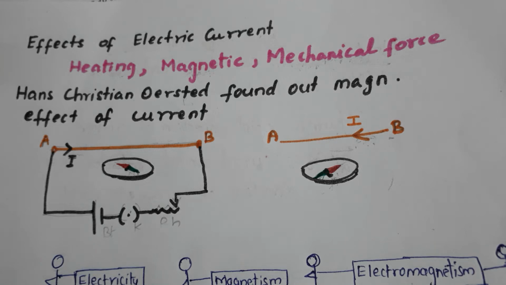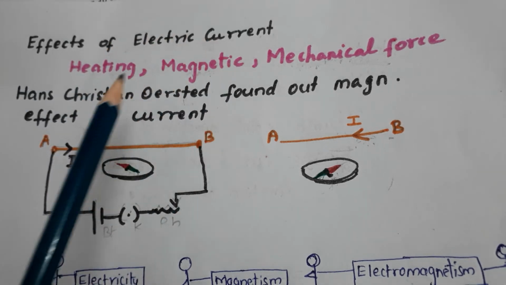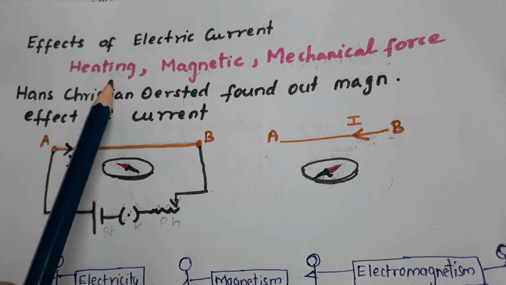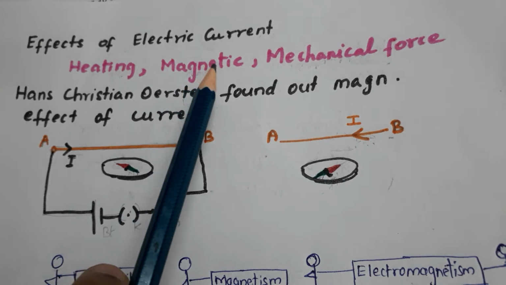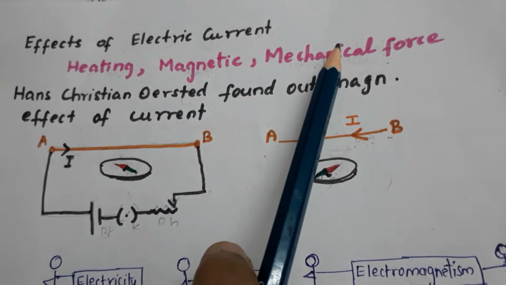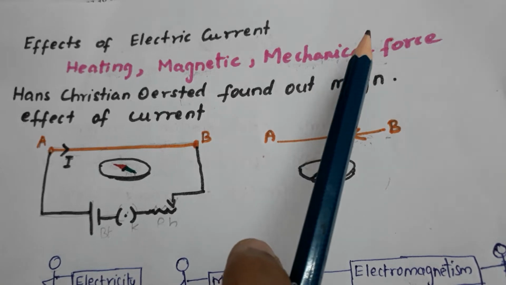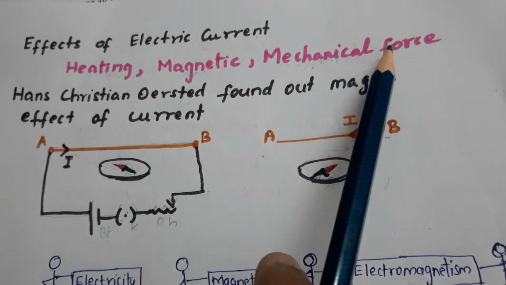Hello children, we have learnt about the effects of electric current. A current carrying conductor produces heat. About Joule's law of heating I have learnt in the second chapter. Now we are going to deal with the magnetic effect of electric current. The mechanical effect of electric current we are going to deal with in the last part of this lesson, children.